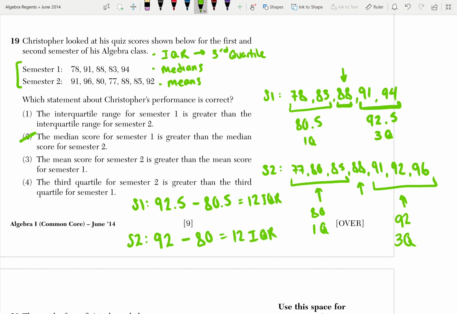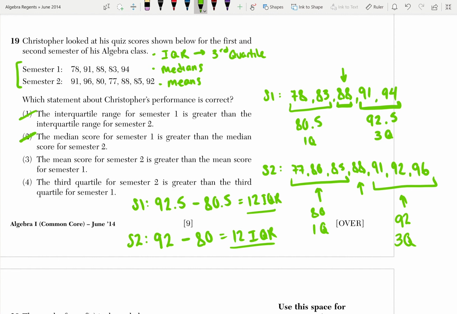Okay, so now let's look back at our options. Option 1 says the interquartile range for semester 1 is greater than the interquartile range for semester 2. That's not correct because we have the same interquartile ranges. So 1 is out. Let's look at option 3. The mean score of semester 2 is greater than the mean score of semester 1. We haven't calculated that yet, and let's see if we don't have to, just to save time.